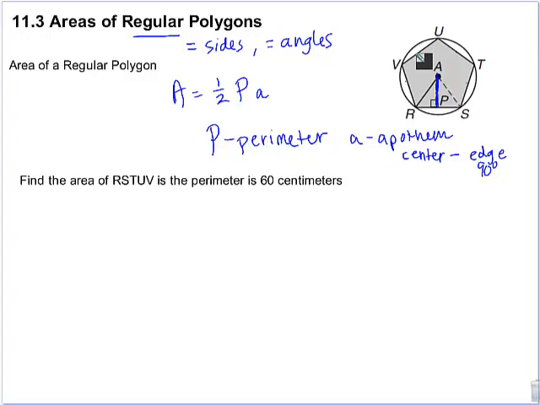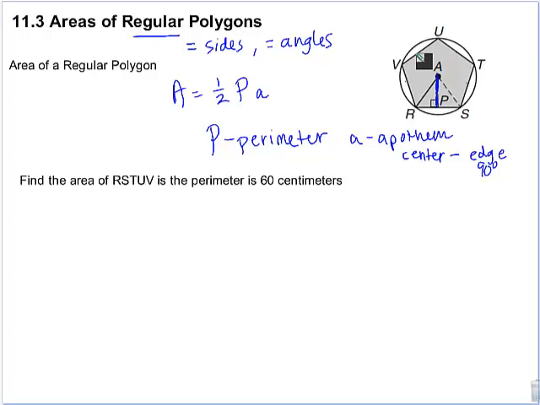So find the area of RSTUV, that problem right up there, if the perimeter is 60 centimeters. You will most definitely need a calculator for this, unless you all have tangent functions built into your head. I don't think they're making you yet like that, so maybe 10 years from now that'll just be a little chip I can plug into the back of your heads and you'll know it. But I have to wait till this year.